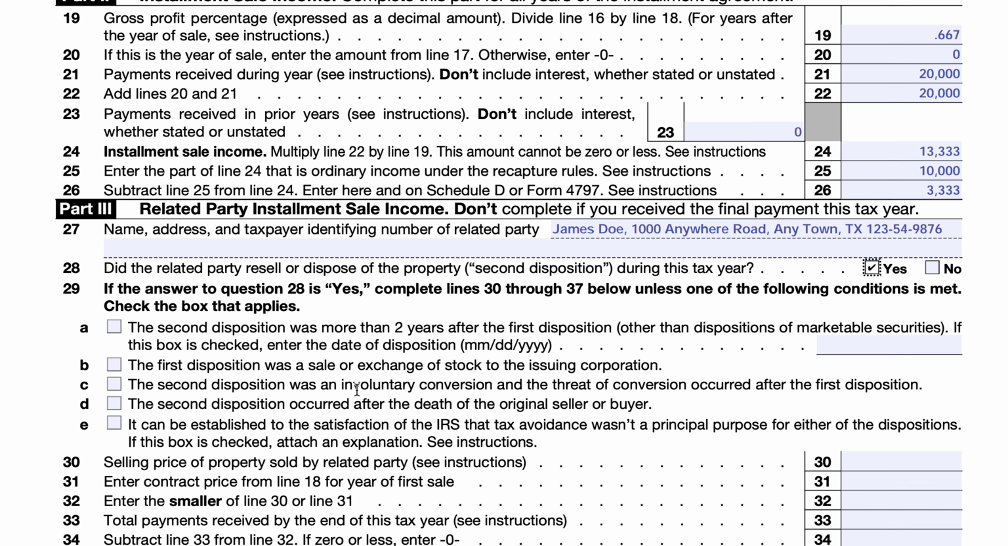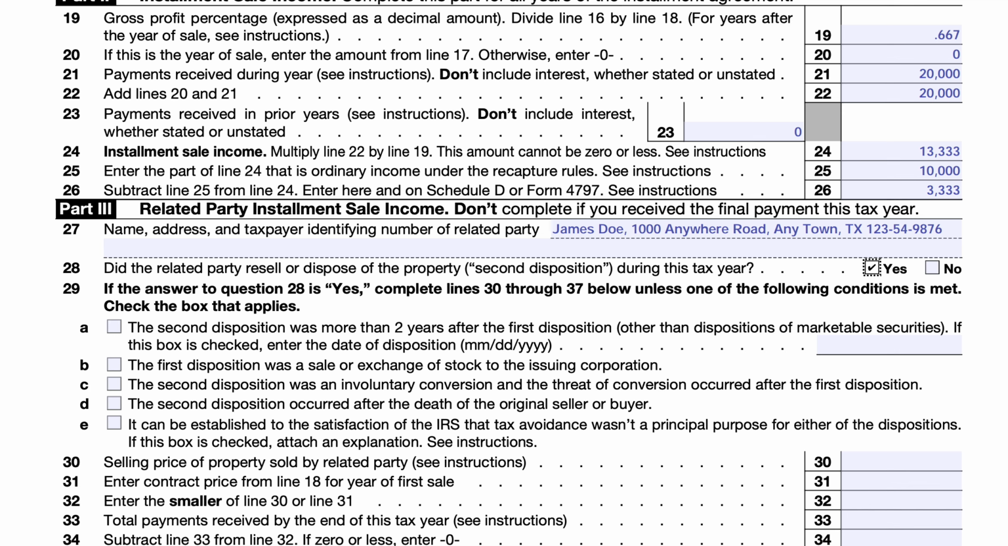If the original seller or buyer died, then Jim can sell this whenever he wants without having to complete the rest of this. And then in box E, if the IRS is otherwise satisfied that tax avoidance was not the primary purpose for any of these dispositions, then you would need to attach an explanation that says what it was.